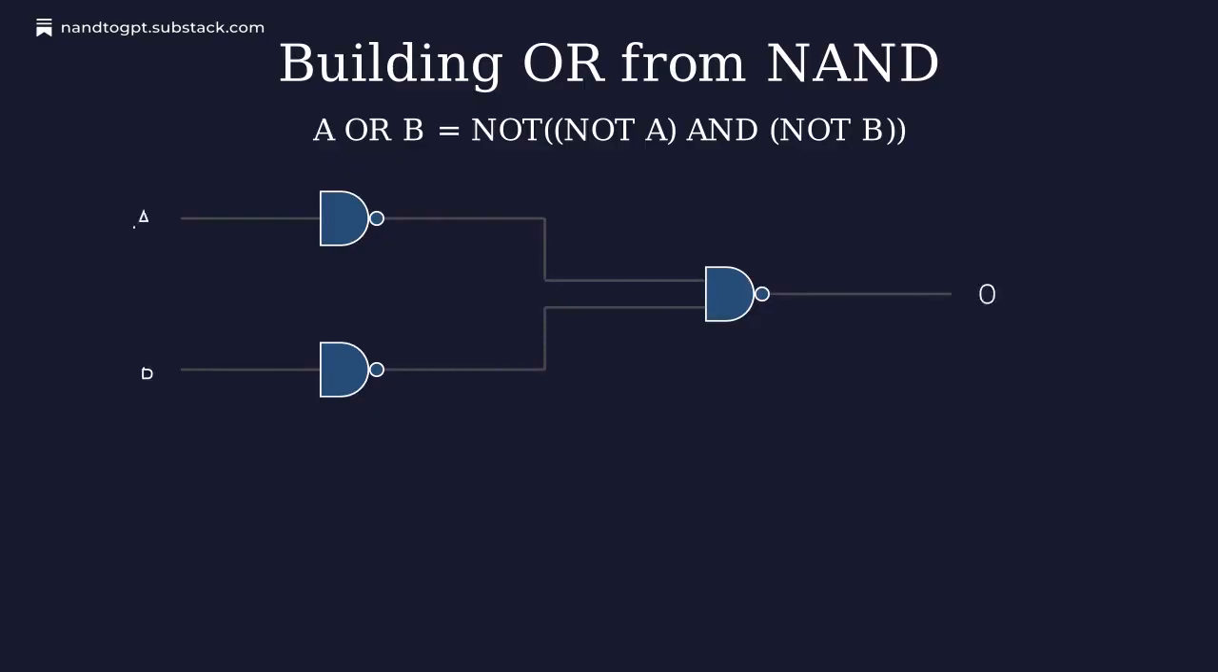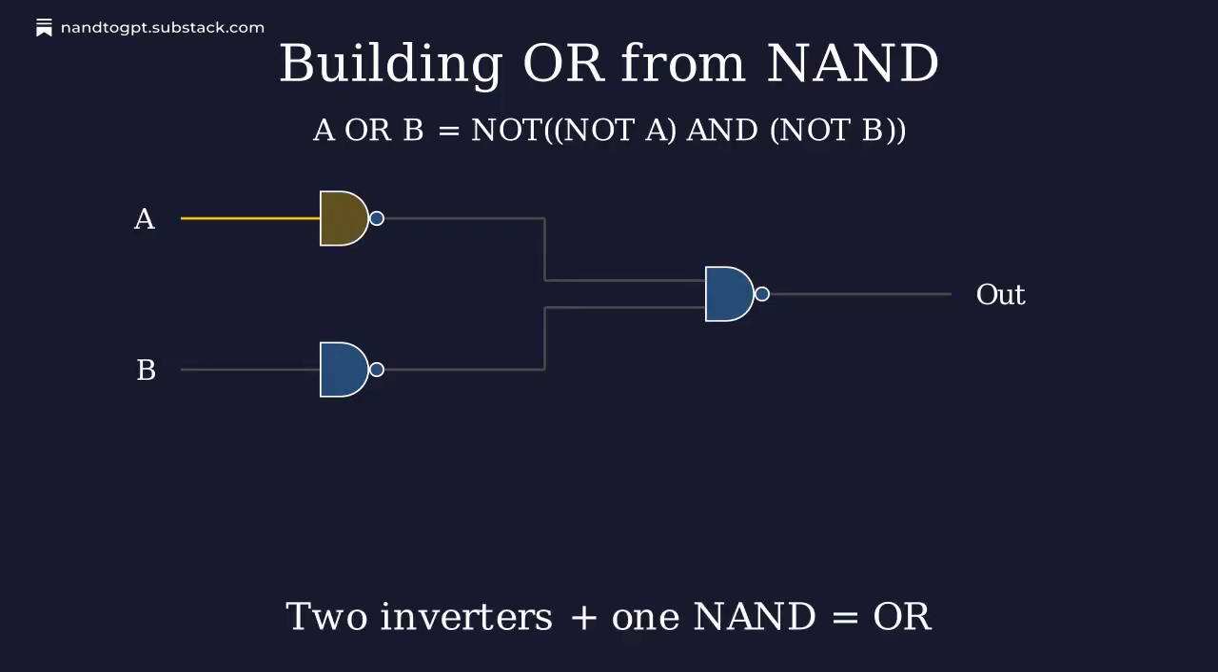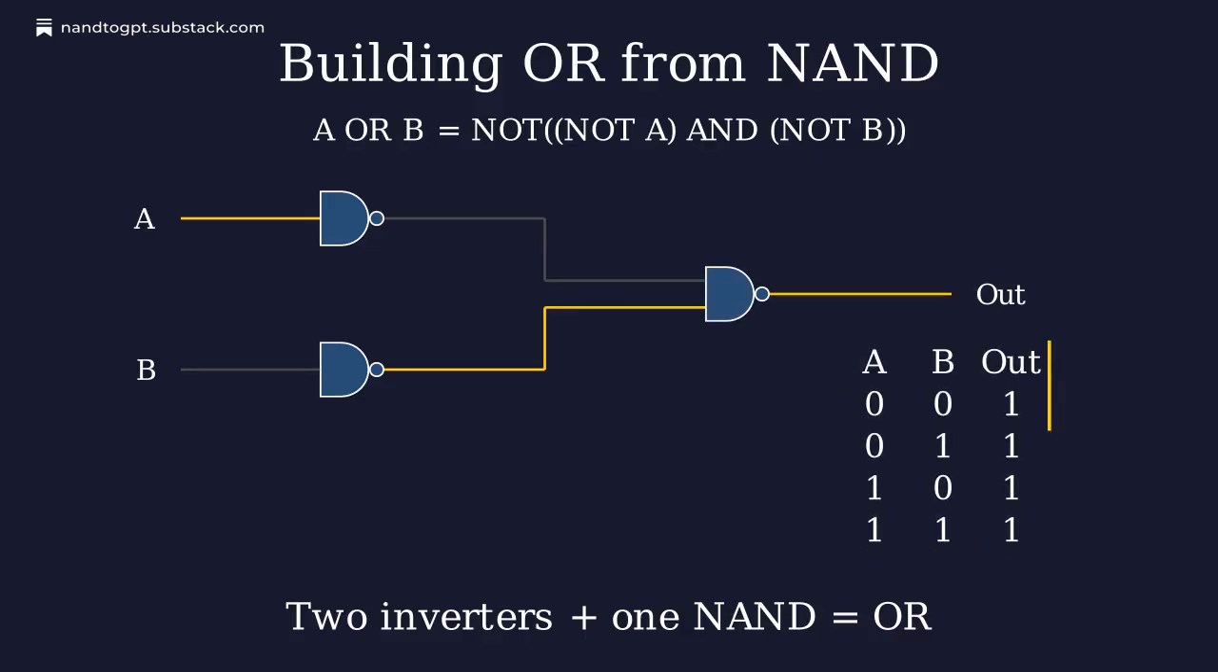So we need 3 NANDs total, 2 as inverters on the inputs, 1 to NAND the inverted values together. Let's check one example. If A is 1 and B is 0, not A is 0, not B is 1, NAND of 0 and 1 is 1, and 1 or 0 should be 1. It works.